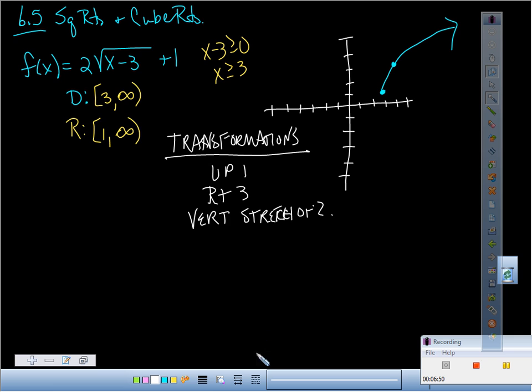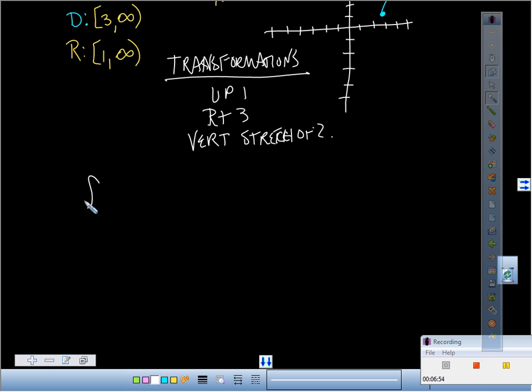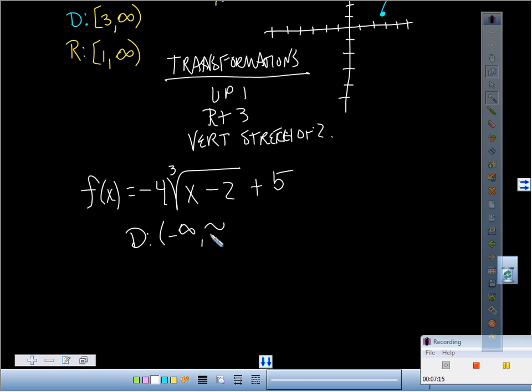All right, let's do one more. What about this one? What if I said f of x is equal to -4 times the cube root of x minus 2 plus 5? Okay? What's its domain? From negative infinity to positive infinity. What's its range? Negative infinity to positive infinity. If you missed that, shame on you. Does it matter what I do to that cubic? Does it affect its domain and range? No, it's negative infinity to positive infinity every time.